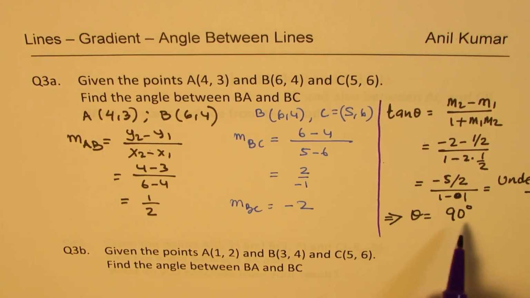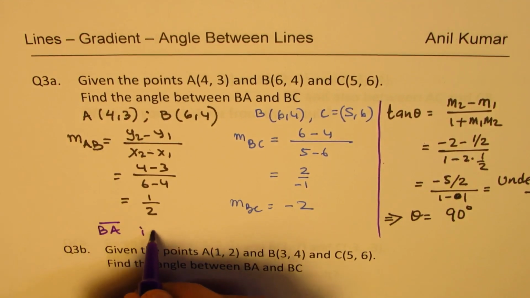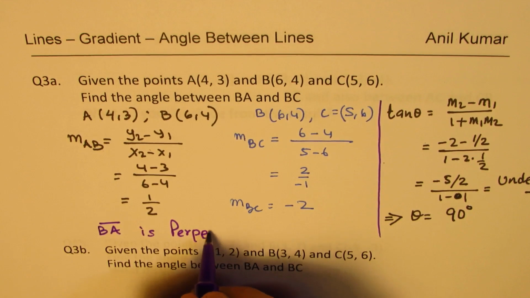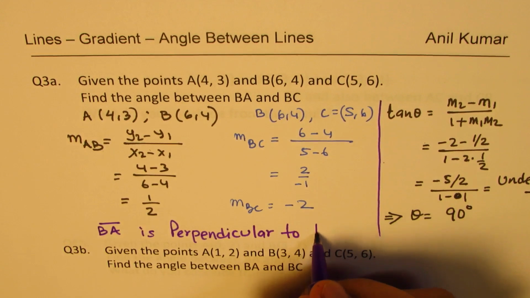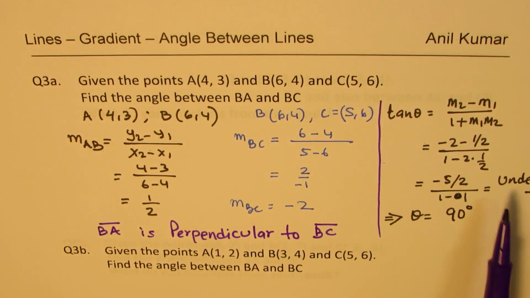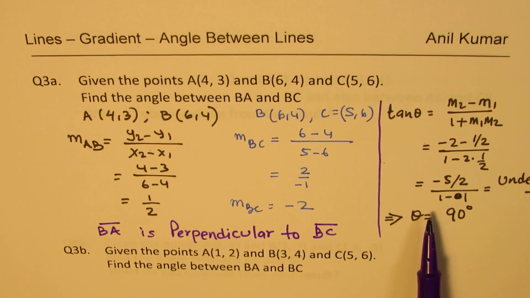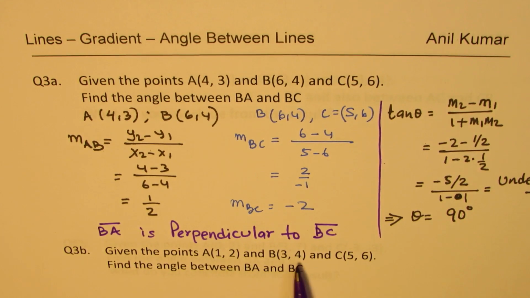Since the angle is 90 degrees between them, we can say that BA is perpendicular to line BC. So if tan theta is undefined, that means the angle between the two lines is 90 degrees. They are perpendicular. Is it okay? Now, follow the same strategy and try to do 3B. Given the points A (1, 2), B (3, 4), and C (5, 6), find the angle between BA and BC.